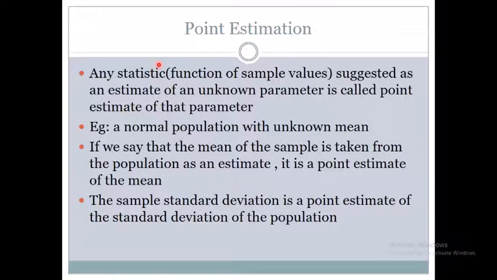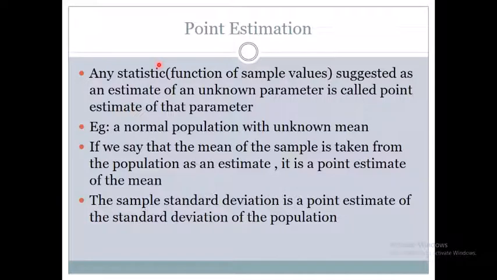Any statistic, that is, a function of the sample values, suggested as an estimate of an unknown parameter is called a point estimate of that parameter. Consider, for example, a normal population with unknown mean. If we suggest the mean of a random sample taken from the population as an estimate, it is a point estimate of the mean. The sample standard deviation is a point estimate of the standard deviation of the population.